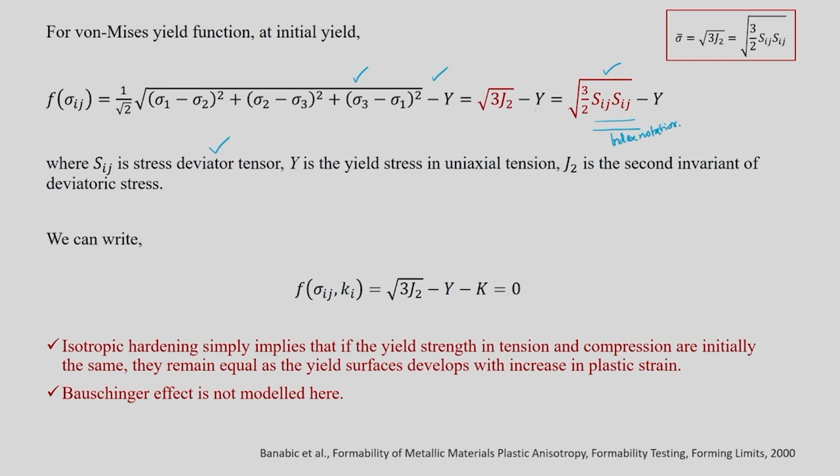There we wrote the expanded form. How to expand it, one has to understand from a different book; we are not going to discuss that here. Y is known to you. What is J2? J2 is the second invariant of the deviatoric stress.